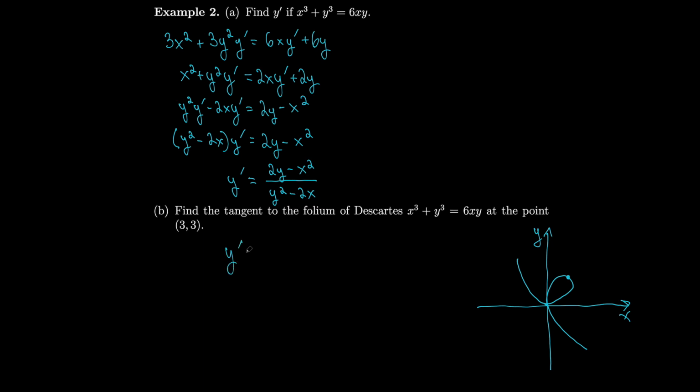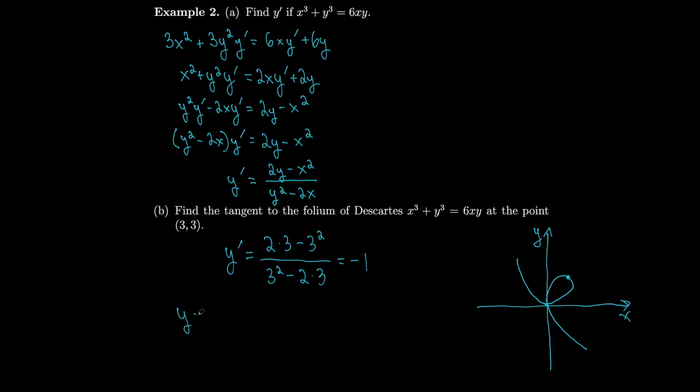Y prime, by what we just calculated, is equal to 2y minus x squared over y squared minus 2x. We can plug in 3, 3, so we get 2 times 3 minus 3 squared over 3 squared minus 2 times 3. Well, that simplifies to negative 1. So the slope of the tangent line is negative 1.